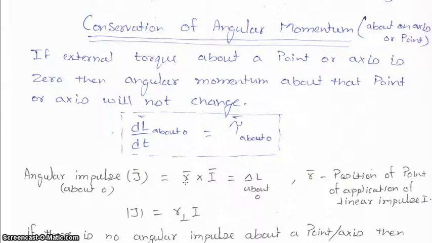Angular impulse is r cross I, where r is the position vector at which the linear impulse is acting, and I is the linear impulse. Angular impulse gives you the change in angular momentum. Its magnitude is equal to r perpendicular times I, where r perpendicular is the perpendicular distance from O to the I vector.